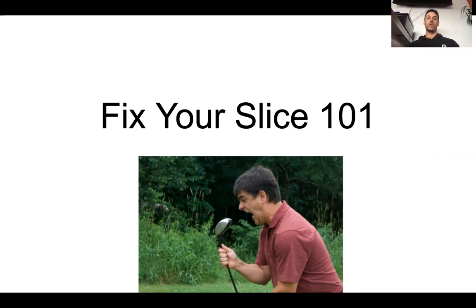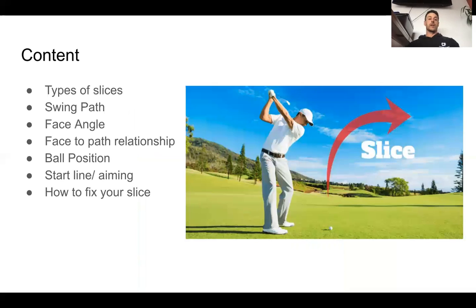So today we're going to talk about some causes of your slice and some ways that you can work on improving that. Things we're going to cover today are the types of slices. There are multiple different kinds of slices, so we want to be able to identify what our slice is. To identify that, we're going to need to know things like our swing path, our face angle, the relationship between those two, and the relationship that ball position is going to have on our slice. And then also, as we get onto the course, how do we actually aim this thing to keep it in play? And what are some general tips that can help you fix your slice?